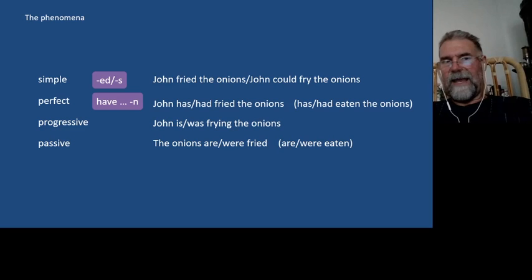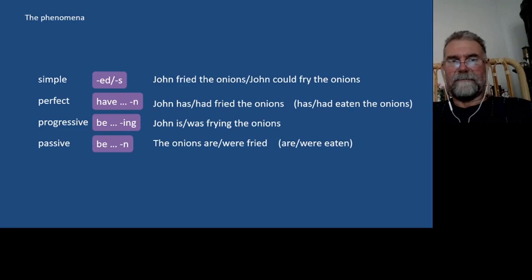We'll represent that here as this en morpheme to distinguish it from the past tense morpheme, although obviously it's not always produced as en, sometimes it's produced as ed and other irregular forms. With the progressive, we have the auxiliary verb be and the morpheme ing added to the past tense. And with the passive, we have an auxiliary verb be and this en morpheme added to it.